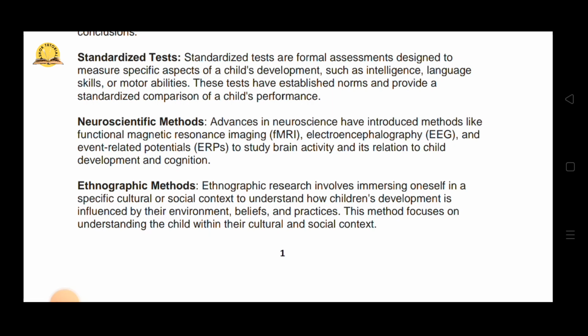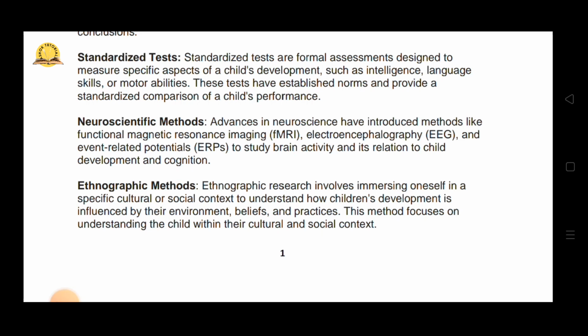The neuroscientific methods. Advances in neuroscience have introduced methods like functional magnetic resonance imaging, electroencephalography (EEG), and event related potentials (ERPs) to study brain activity and its relation to a child's development and cognition. See, these neuroscientific methods mean it is something to do with the brain of the child, right? So in a scientific way also we can study the child's mental development or the cognitive development, his or her abilities, all right?